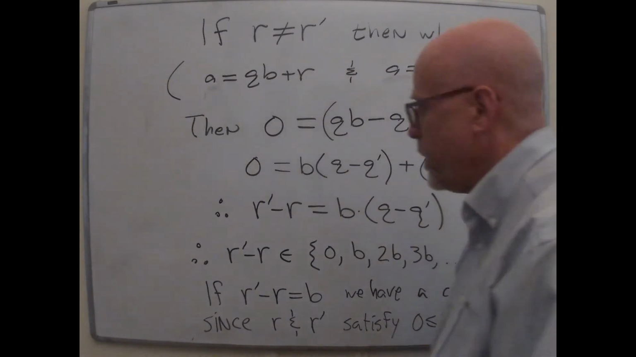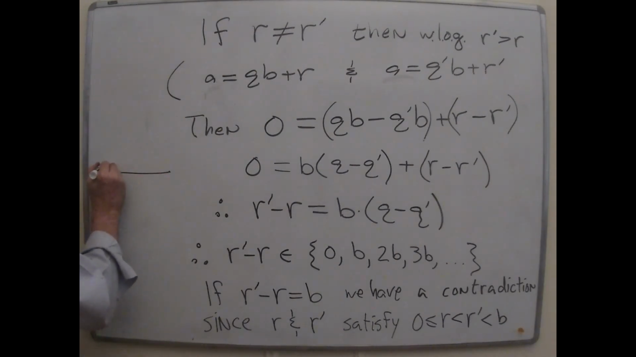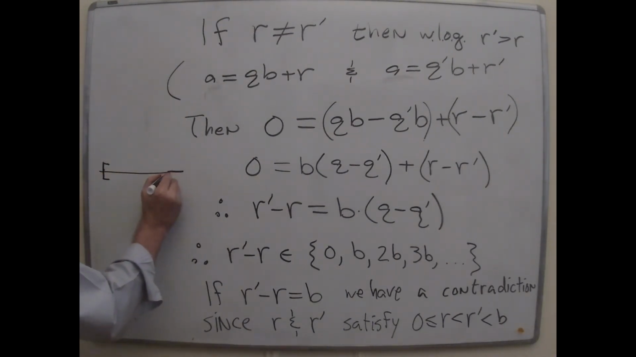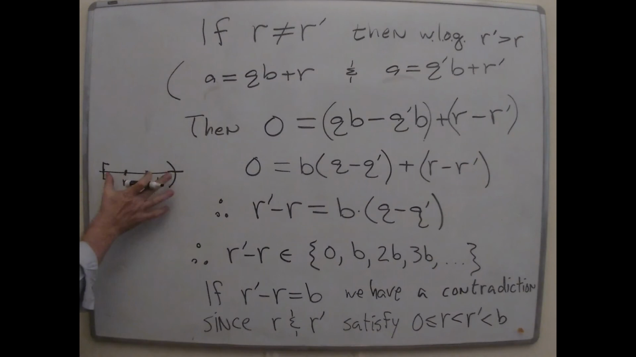You might want to think about it on a number line. Here's 0, which is included in our collection. Here's b, which is not really there, it's an open endpoint. And r and r prime are in here. That difference there is how far apart they are. Could that be b, which is the whole width of this thing? Nothing that's in here differs by b. You'd have to go all the way to the endpoint. So yeah, that's contradictory.